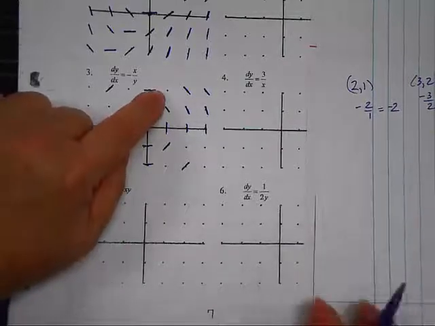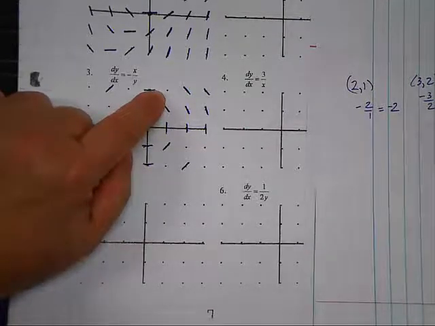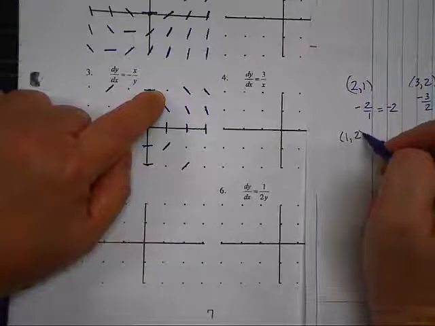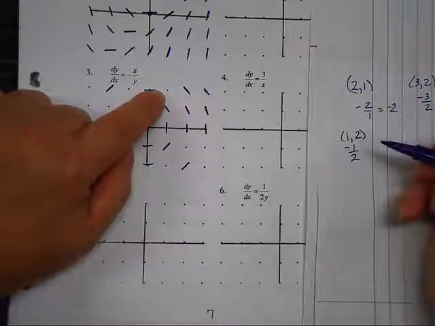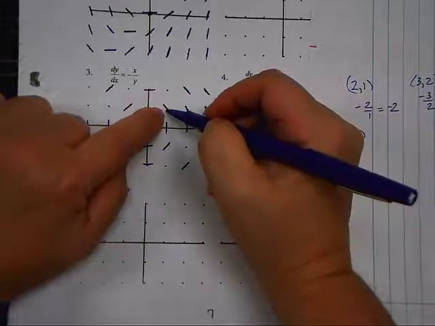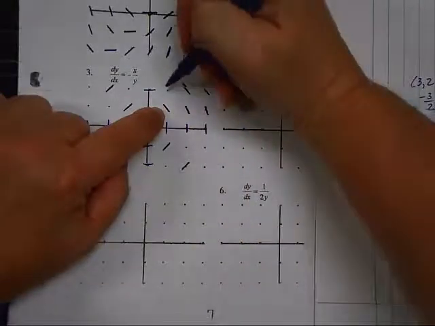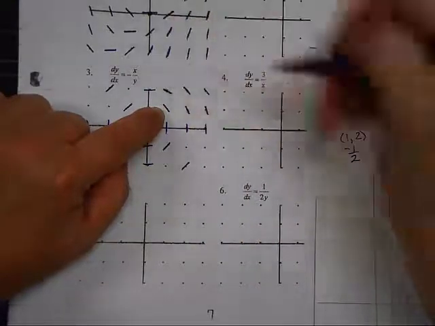And then this last lone little dot right here, this is 1, 2. So it's going to be -1 over 2. So that means I go down 1 and right 2. It's going to point over there.